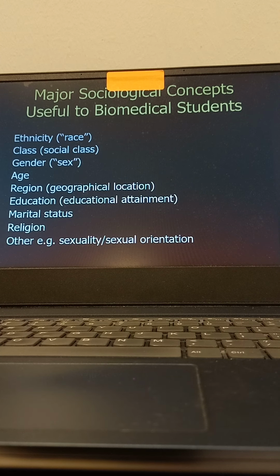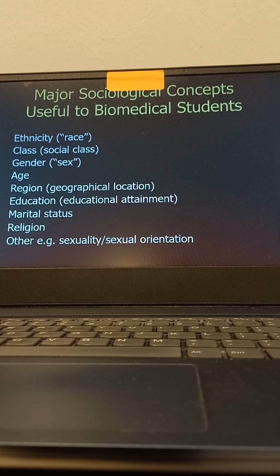Now, these are some major sociological concepts which are useful to biomedical students. Now, this is how you think sociologically, how you think like a sociologist, right? First one is called ethnicity, oftentimes called race, class or social class, gender, so-called sex, age, region, geographical location where the person resides or works, and so on.